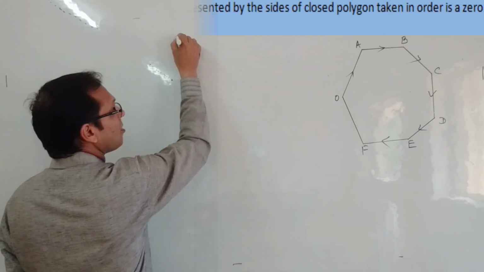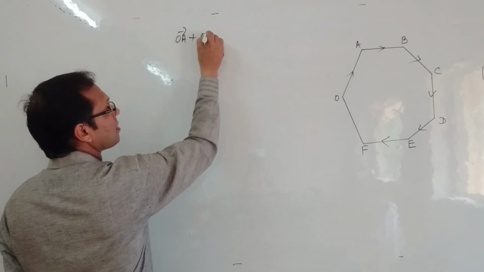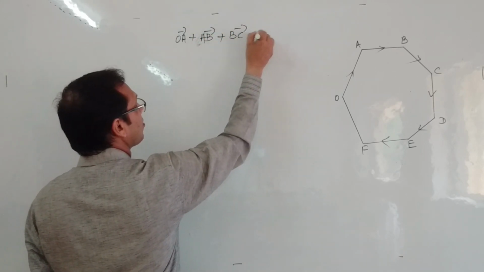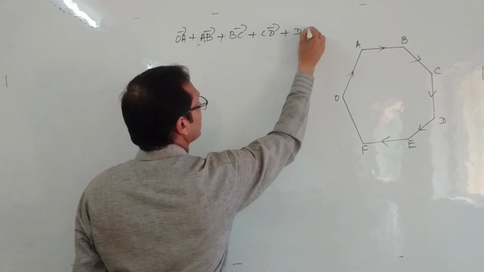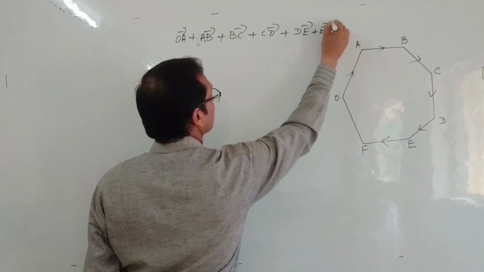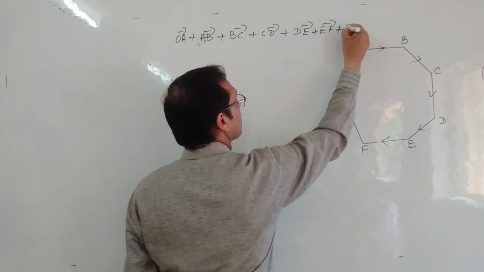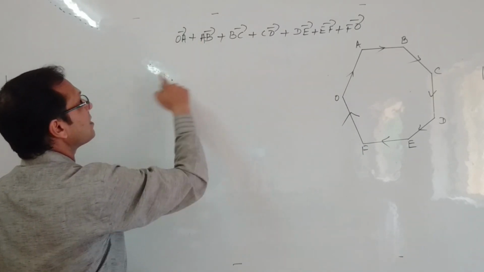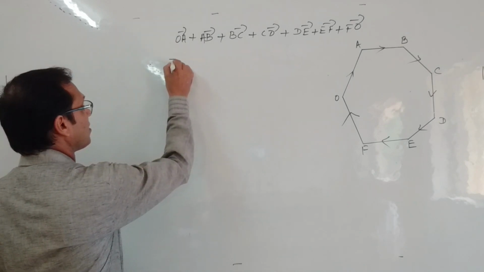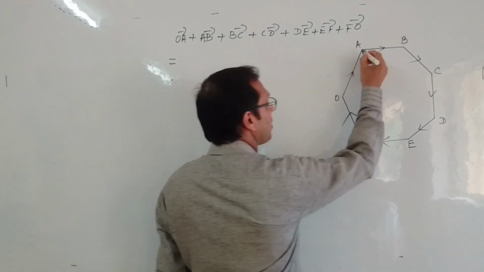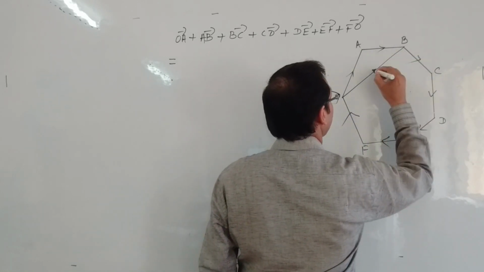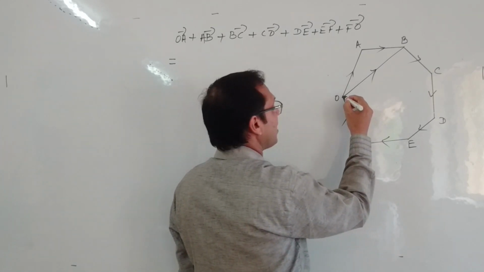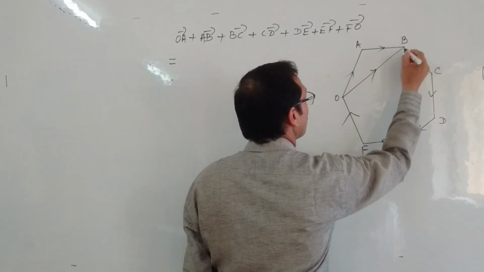That means he is asking OA vector plus AB vector plus BC vector plus CD vector plus DE vector plus EF vector plus FO vector. You have to prove this sum of these vectors taken in order is equal to 0 vector. How is it? You see, OA plus AB is nothing but OB, isn't it? By the vector addition rule, or triangle addition rule, OA plus AB is equal to OB.